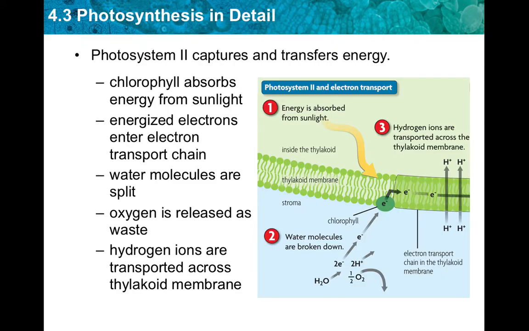Okay. Photosystem 2 and electron transport. First, energy is absorbed from sunlight. Energy is absorbed by the chlorophyll and other light-absorbing molecules, which is transferred to electrons. High-energy electrons leave the chlorophyll and enter the electron transport chain, which is a series of proteins in the membrane of the thylakoid.